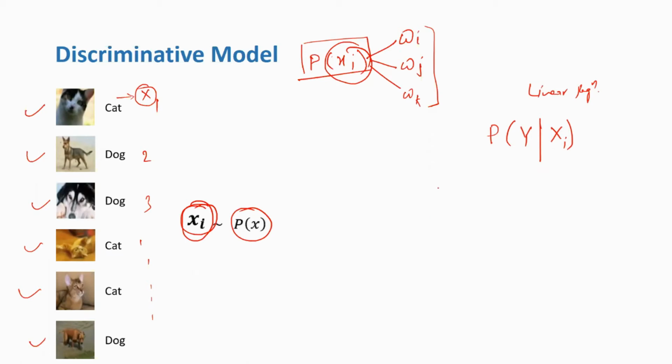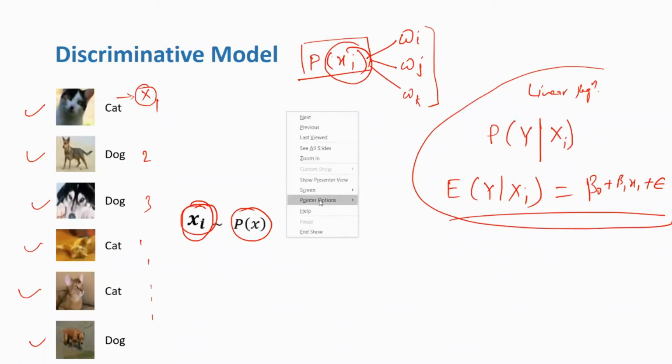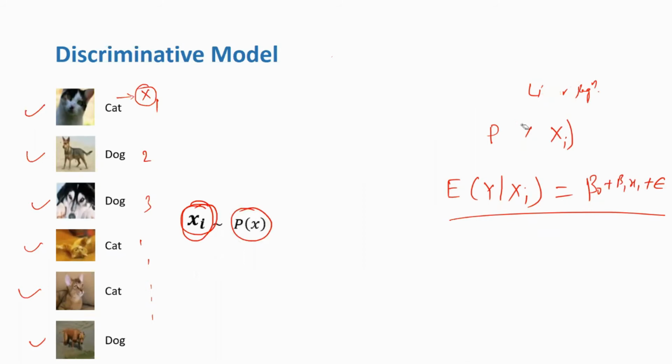Okay, and we have to find the expected value of y given xi, and this expected value is given by beta naught plus beta 1 x1 plus epsilon. Basically here also we are calculating the probability only, and here also we'll try to find out the probability, but in some different terms. There are many different concepts involved here, and we'll look into that.